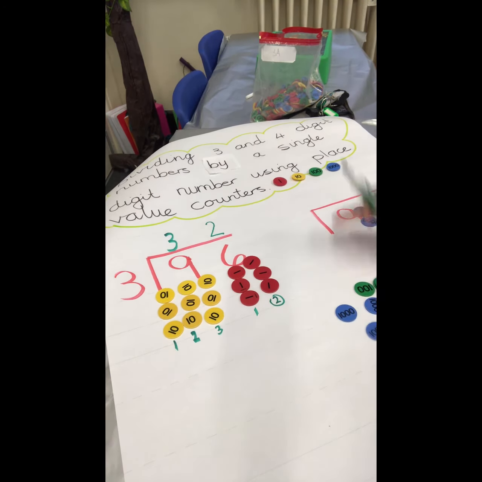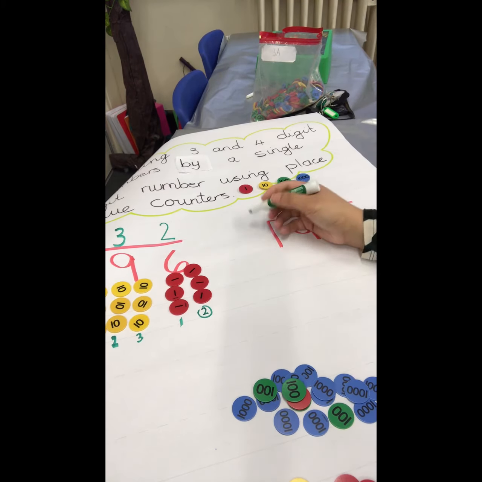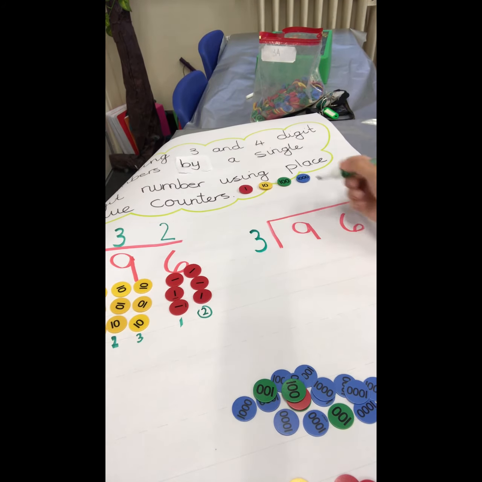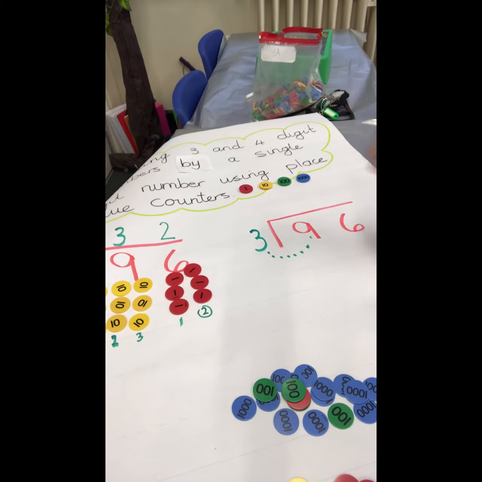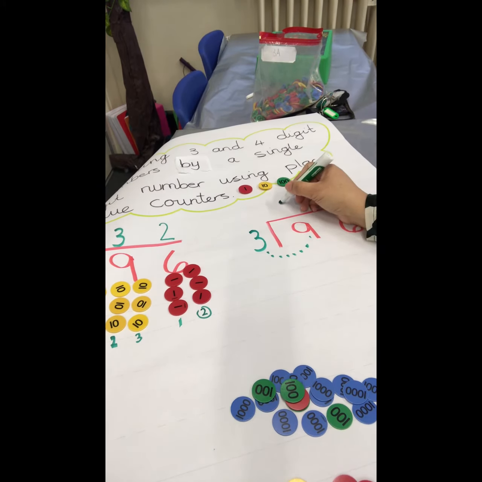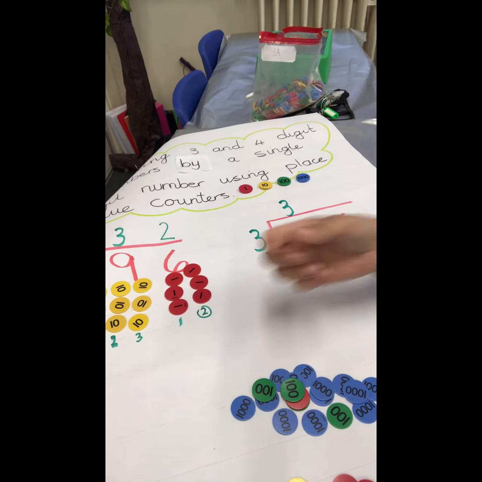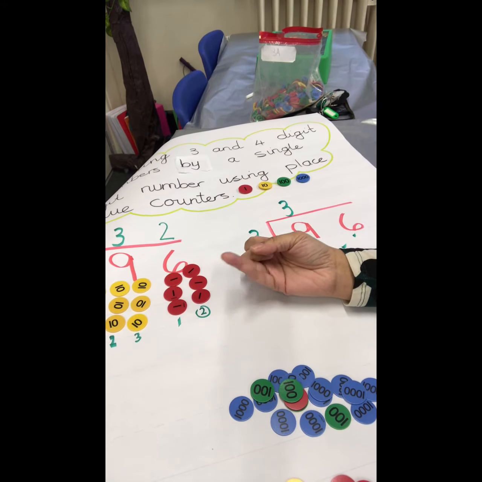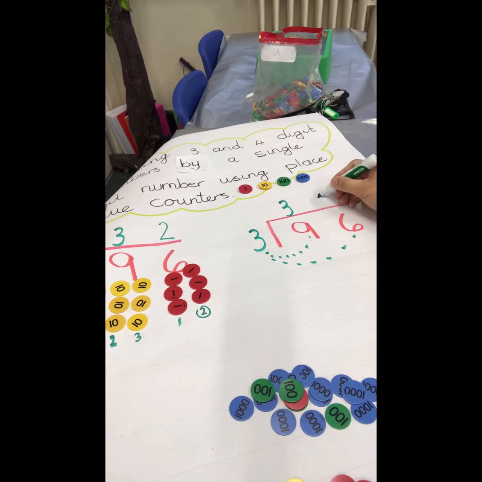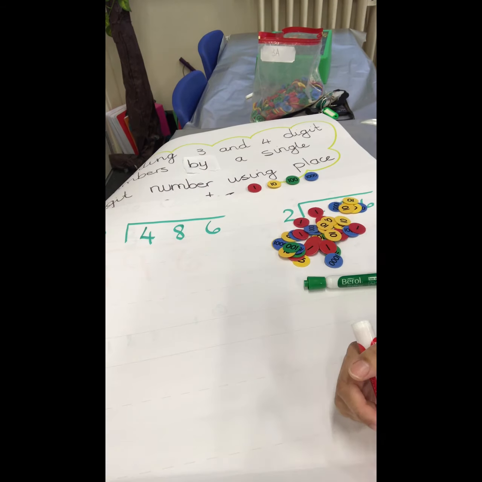Let's do this without the counters. So we have 3 as our single digit outside. How many times can 3 jump into 9? So let's count in threes. 3, 6, 9. It can go into 9 3 times. How many times can 3 jump into 6? So let's count in threes. 3, 6. It can go in twice. So we know that 96 divided by 3 is equal to 32.